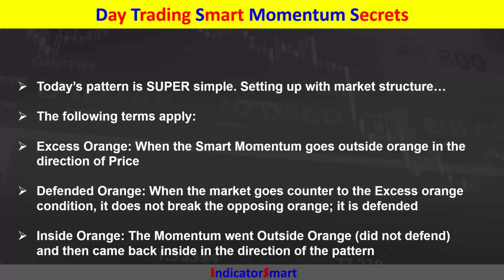Then when the market comes into the retracement, that's the BC leg. You're going to see the market go counter to the excess orange condition. In other words, excess orange would come first, and if it doesn't break the opposing orange, it's what we call defended, before it turns back in the same direction. Now, in the case that it does break it and it comes back inside, the momentum went outside orange in the other direction. It did not defend, and then came back inside in the direction of the pattern.